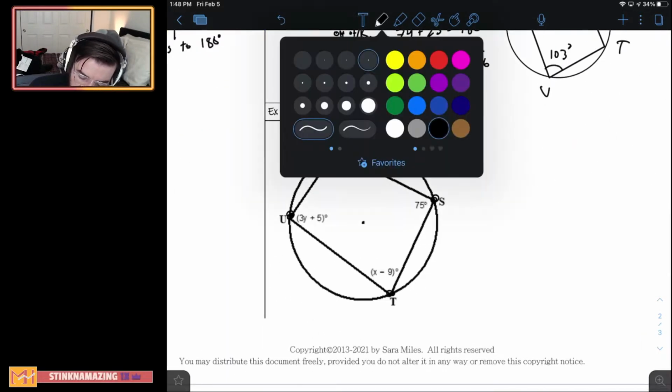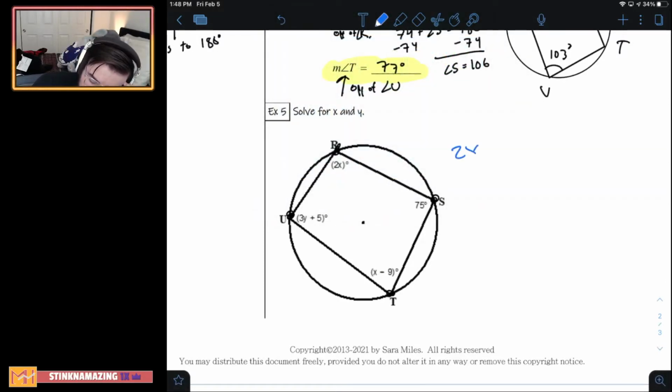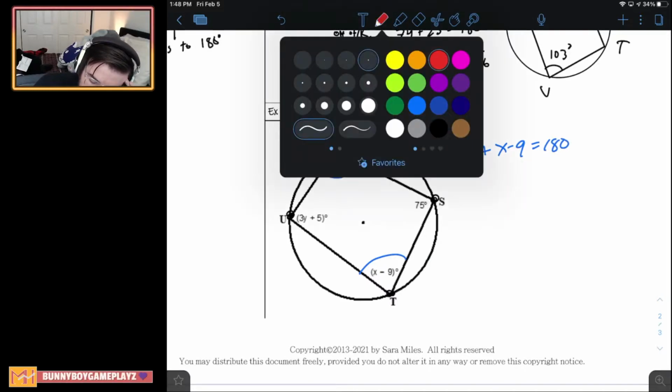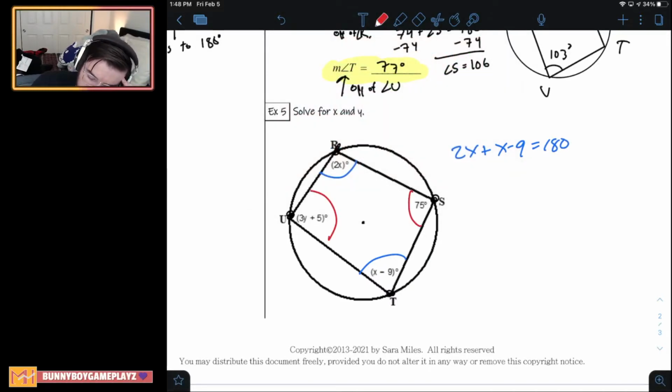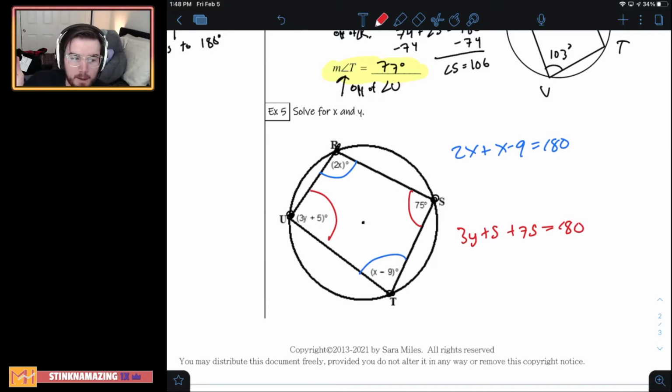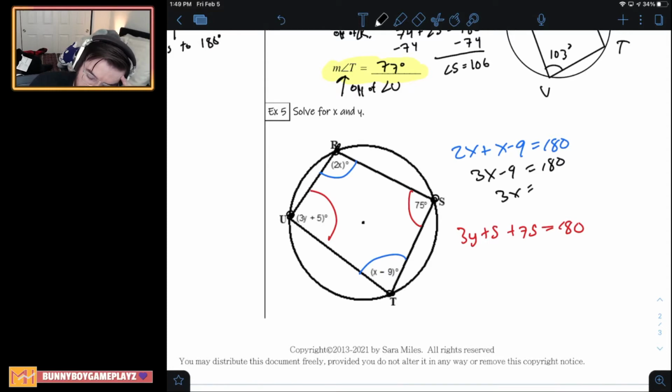I'll do this super quick here. Stay with me. 2x minus x. Sorry. These are opposite. Let me set it up. These are opposite angles. They should add together to be 180. And these are opposite angles. They should add together to be 180. If you have an inscribed quadrilateral, it's just a fact. The opposite angles add together to be 180. You can safely assume that, okay? So this is 3x minus 9. Add the 9 over, you get 189, and divide by 3, you get 63.